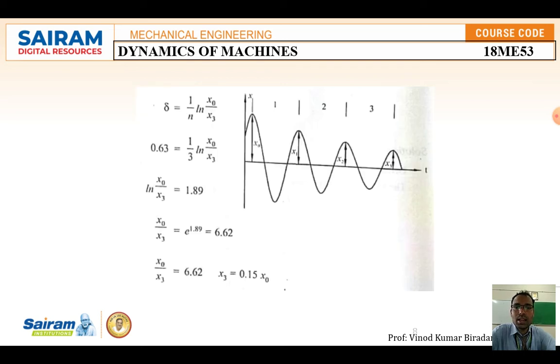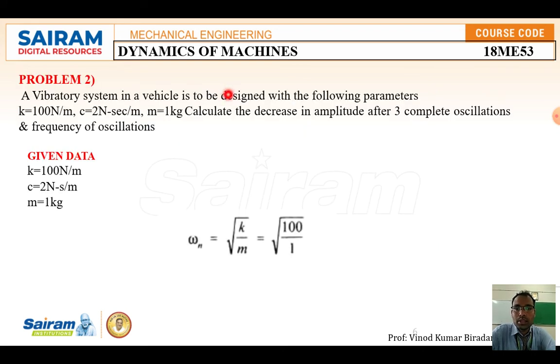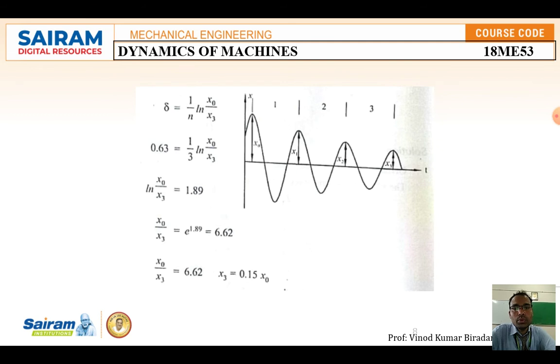Okay, so what are they asking? Delta is equal to 1 by n ln of x naught by x3. So here, read the question: calculate the decrease in amplitude after 3 cycles. x naught by x3, at the third cycle, is what is being asked. So we have the formula, the normal formula, the logarithmic decrement in terms of oscillation.